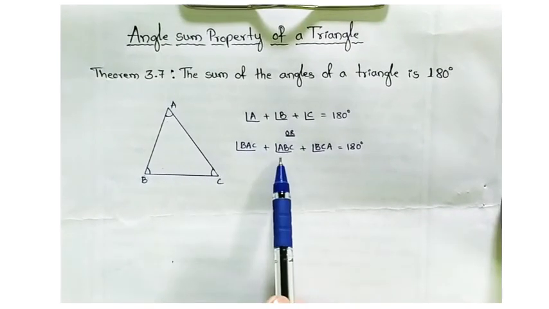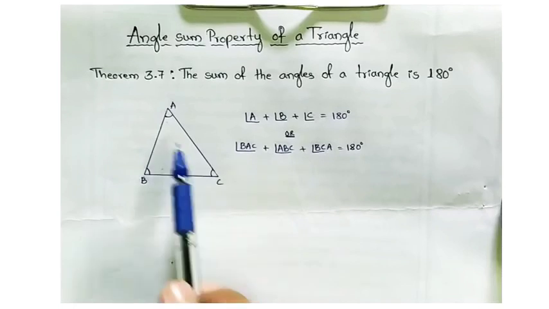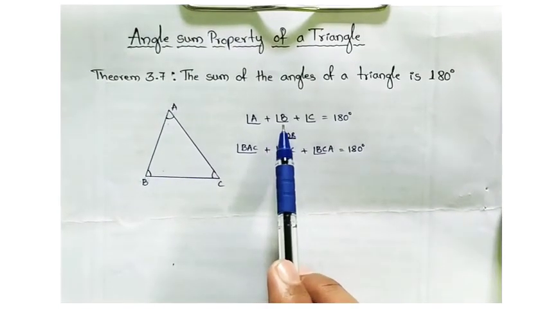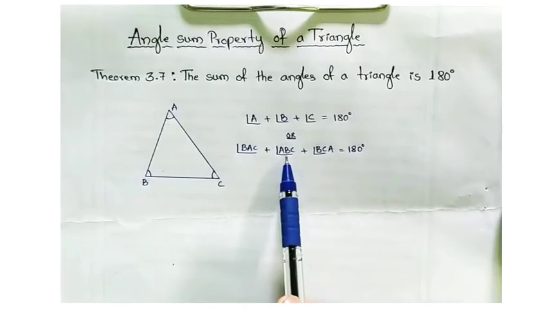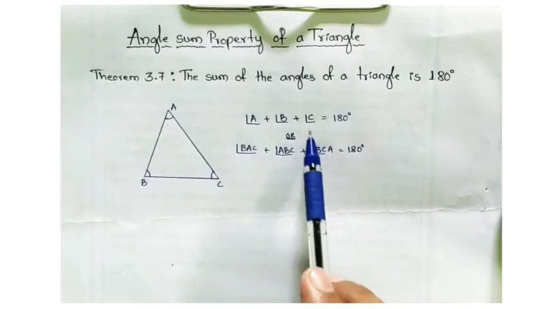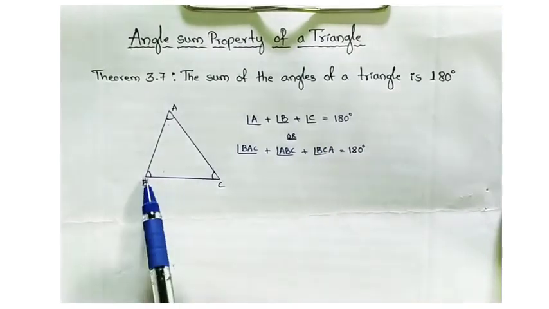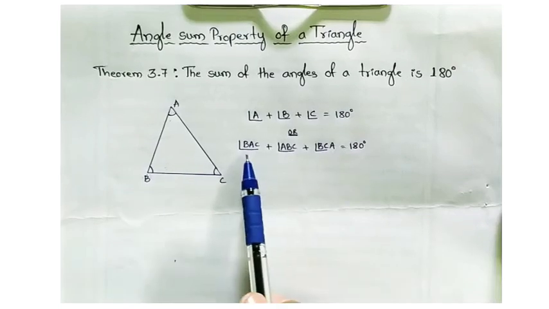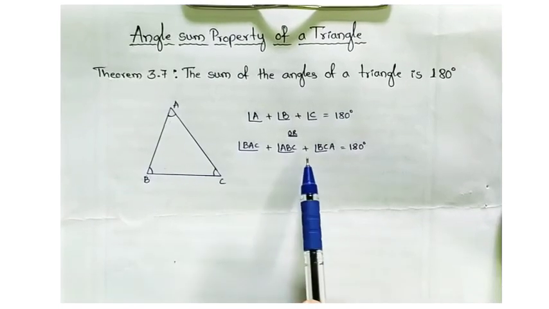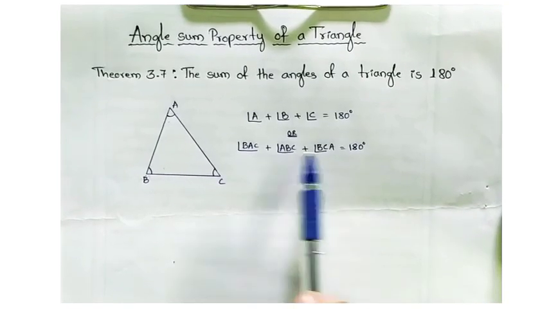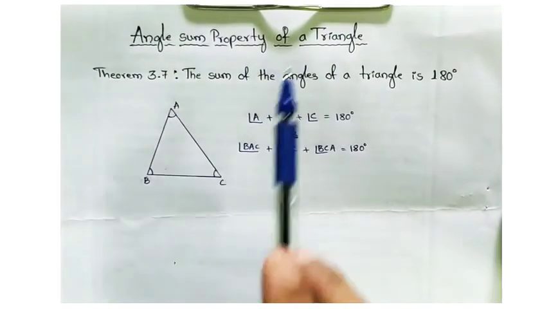Next B, how you can represent? ABC. So whatever angle you telling, that angle letter should come in the middle of the other 2 vertices. See here C I am taking, it means BAC or else ACB. Okay, so if you add all those 3 angles, you will get here 180 degree. This is our angle sum property of a triangle.